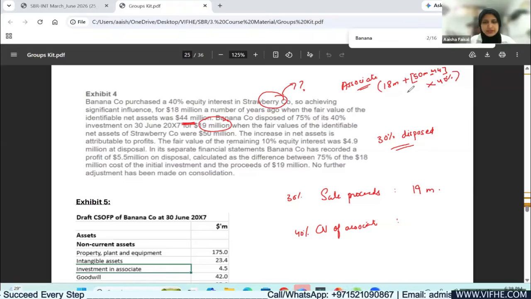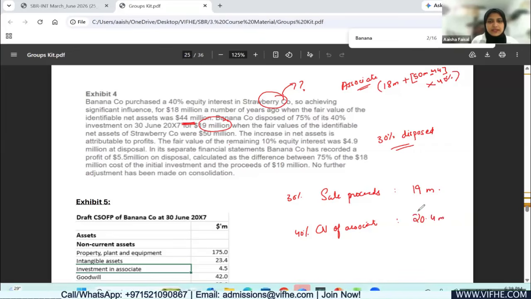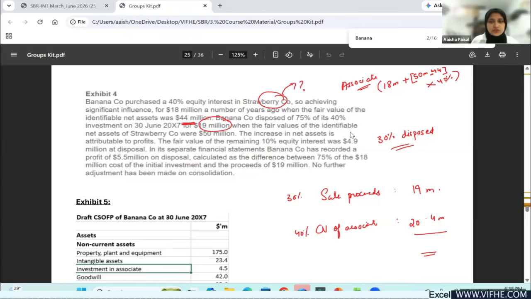2.4, so that would become 20.4, is it? 20.4, right? So you're comparing it with 20.4. Now, is this a like-to-like comparison to finding a gain or a loss on disposal? You're comparing 30% of proceeds with a 40% carrying value. Is this a like-to-like comparison? Yes or no? No. So this is not a like-to-like comparison. 19 million compared with 20.4 is not like-to-like.